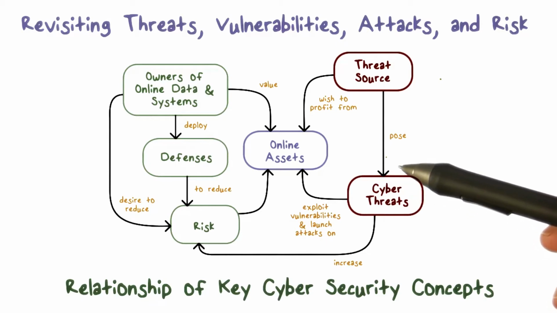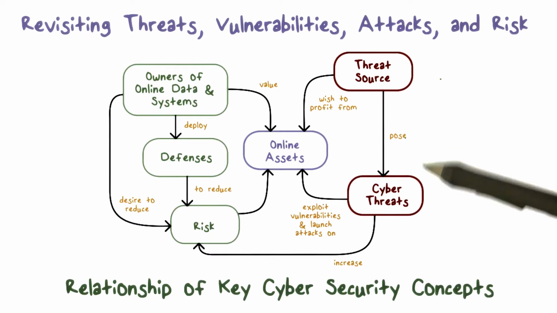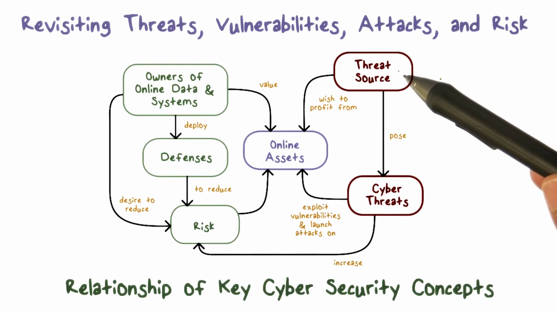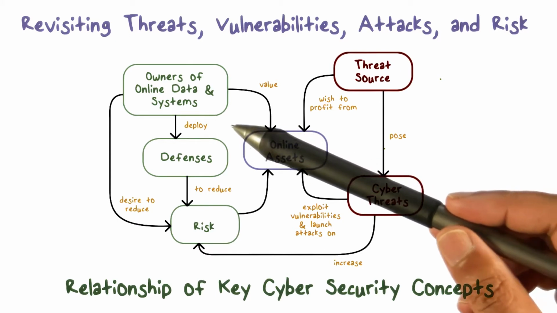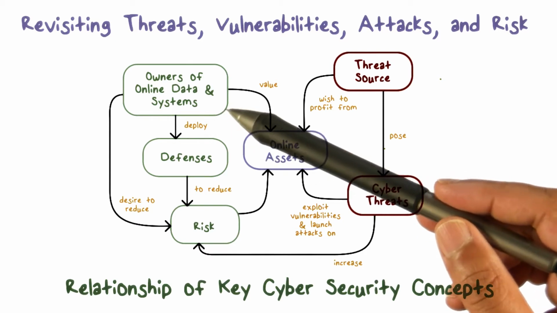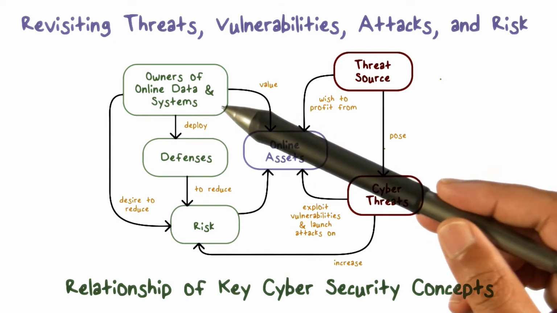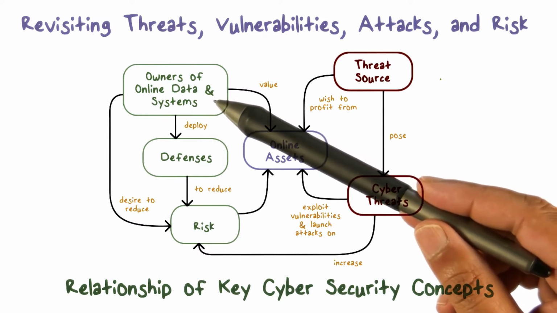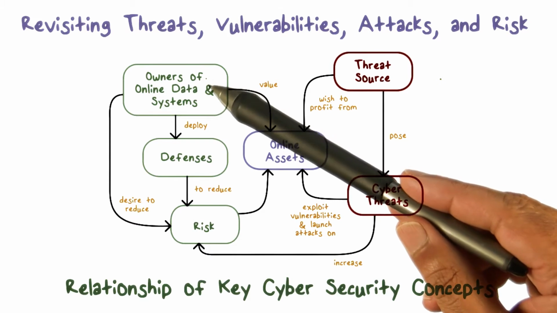This picture that we have here actually puts a number of different concepts in terms of how they're related to each other. So let's just quickly look at it from two sides. People who rely on computer systems and network systems are owners of the data that's stored and the systems where the data is stored.